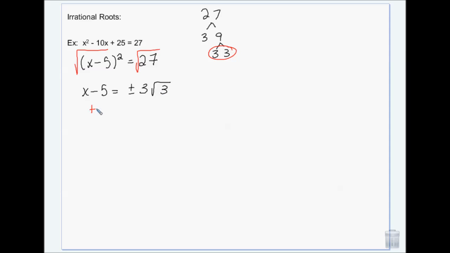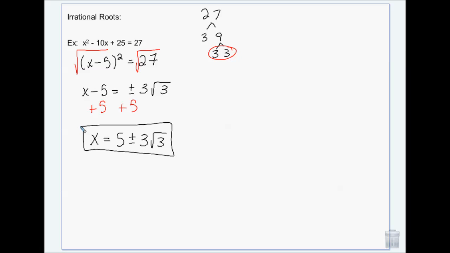So then I'm going to add 5 to both sides. But I can't really add 5 to 3 times the square root of 3. So I'm going to write 5 plus or minus 3 times the square root of 3. And that's going to be my answer.